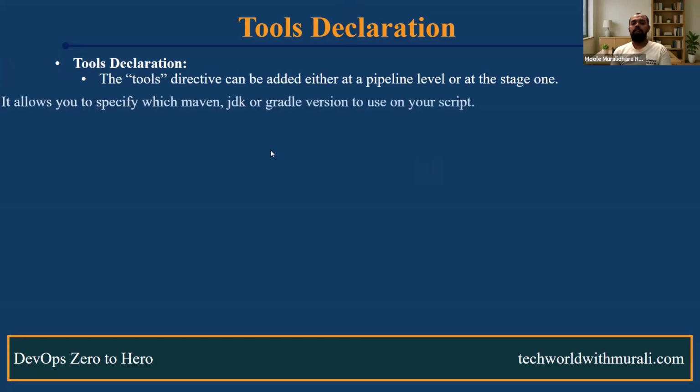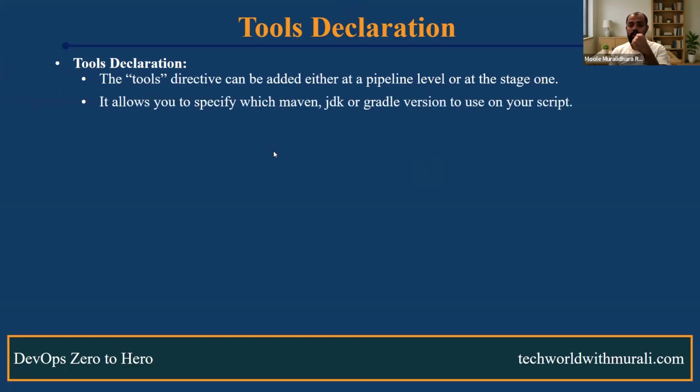In this particular tools declaration, we can define only three: Maven, JDK, and Gradle versions. When you build that particular job, depending on the tools version we have defined, it will be used. And here you have to remember, the tools declaration can be defined at the pipeline block and also at stage level. In each stage we can define the tools declaration if required, depending on our requirement.